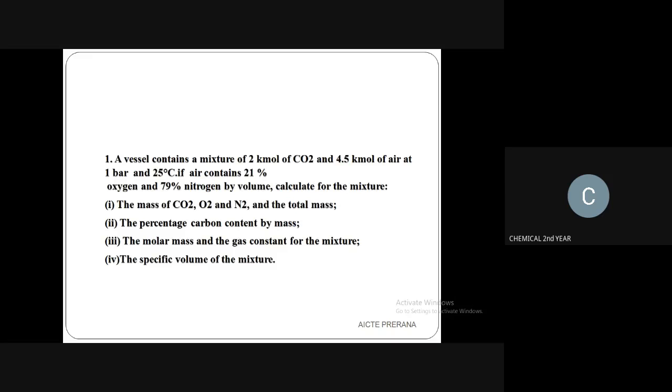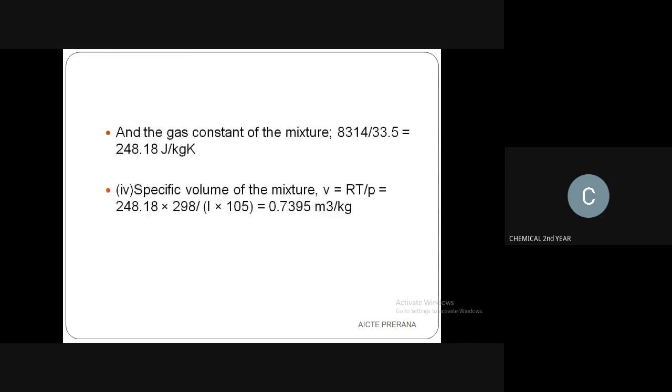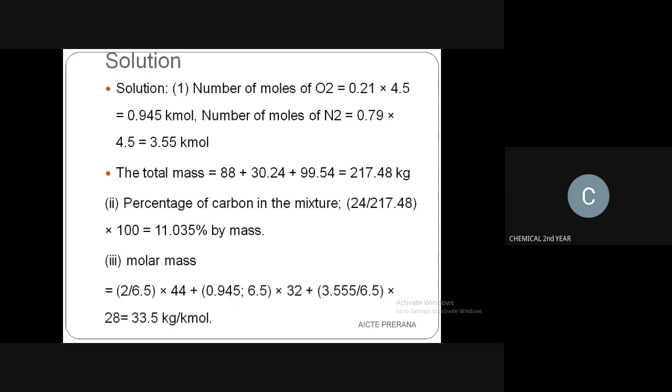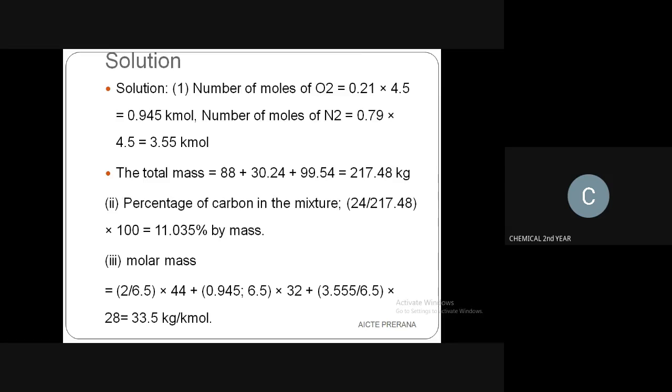Okay, you have to find out the molar mass. They have given the moles of each and every compound, oxygen, nitrogen and carbon dioxide. So now you have to divide by 6.5 because mass is given as 6.5. That means for finding out the gas constant, you are going to use total mass. So you have to divide each and every mole by 6.5 for converting kg into kilomole. They have given it in kilomole.